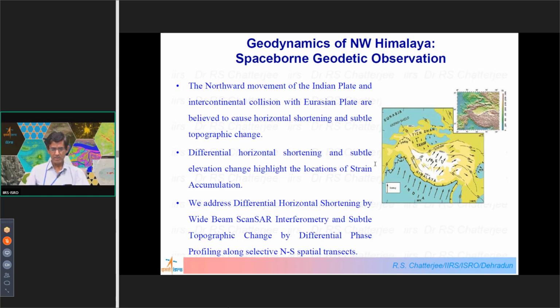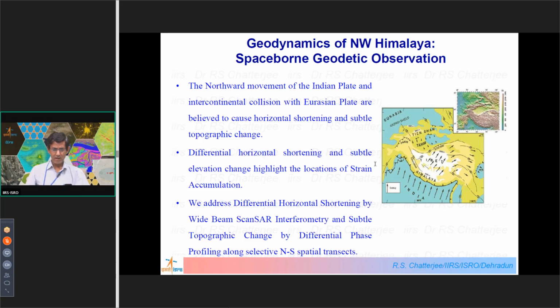So basically we are studying the northwest part of the Himalaya. Essentially UP, Uttarakhand and HP, this region. In this particular area, I will show what kind of observations we have in the next slides.